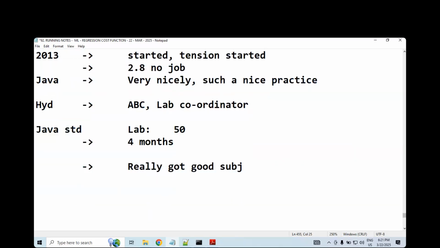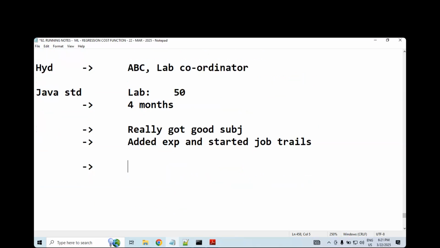With all these subjects, what I did was add experience, and started job trials. Around the seventh interview, sir, I got a job. Now my starting package was 6 LPA. By adding experience, I got a job.